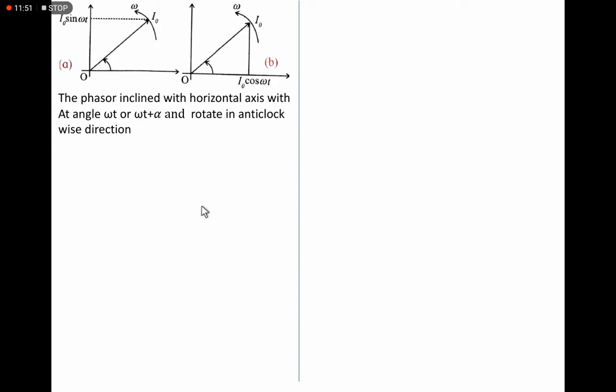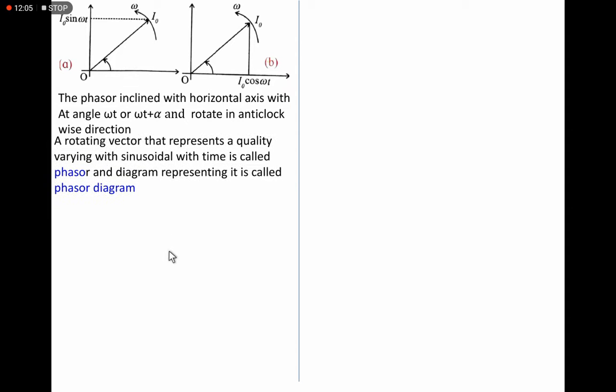So the phasor is inclined with the horizontal axis at an angle omega t or omega t plus alpha, the phase angle, and it inclines with the horizontal axis, that is x-axis, and it moves in anti-clockwise direction. So a rotating vector that represents a quantity varying sinusoidally with time is called a phasor, and the diagram representing it is called the phasor diagram.